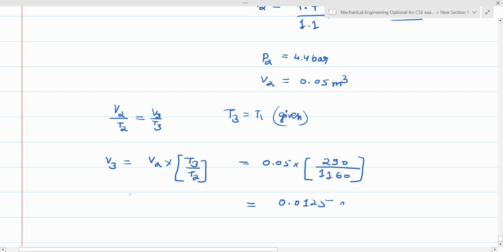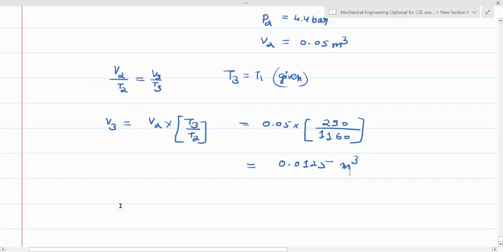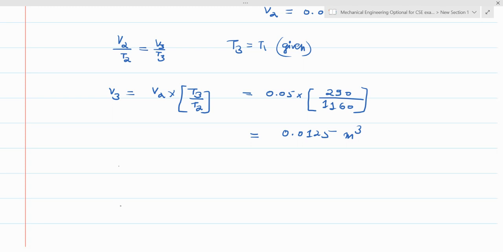Now we have calculated P, V, T at all three states, and the value of R for this air is given by Cp minus Cv, which is equal to 1.005 minus 0.718, that is 0.287 kilojoule per kilogram Kelvin. Now we have got the value of R also.